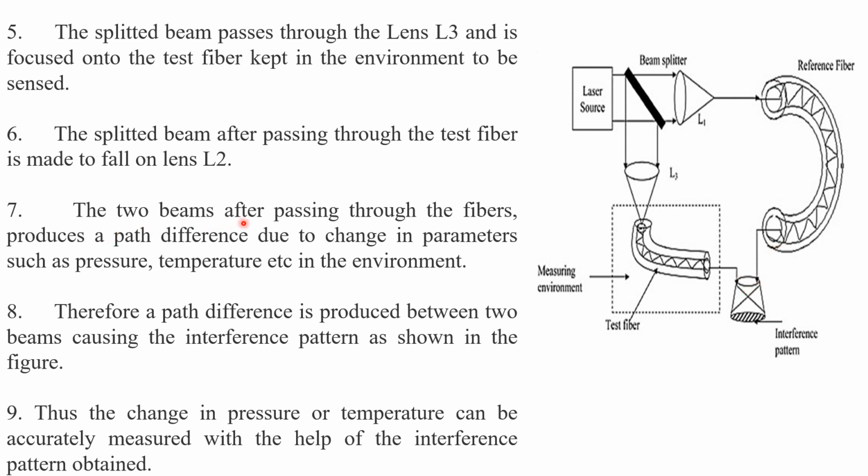These two beams, after passing through the fibers, produce a path difference due to the changes in parameters such as pressure, temperature, etc. The two beams, one directly coming from the reference fiber, another coming from the testing environment, will have a path difference. So they superimpose, and definitely a phase difference will be there. They superimpose on each other and interference patterns are recorded in the recording medium. Therefore, a path difference is produced between the two beams causing the interference pattern as shown in the figure. Thus, the change in pressure and temperature can be accurately measured with the help of the interference pattern obtained. By analyzing the interference pattern, it is possible to measure the temperature and the pressure prevailing in this testing environment.